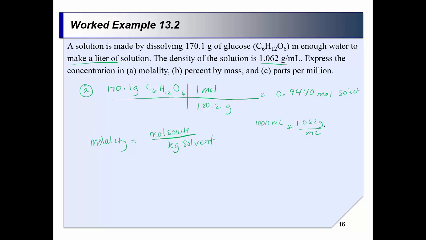and that equals the mass of my solvent, of my solute, or my solution. Oh my goodness, that's the mass of my solution. Now I have to take out the mass of my solute because I need kilograms of solvent, and I get 0.892 kilograms of water. So this is 892 grams of water. We need kilograms.